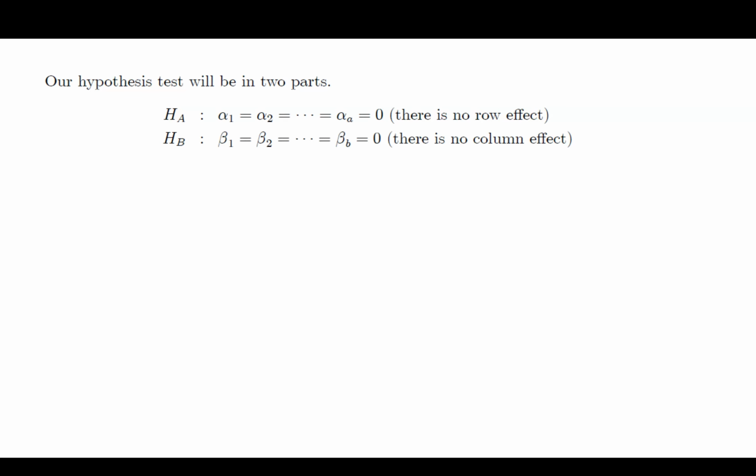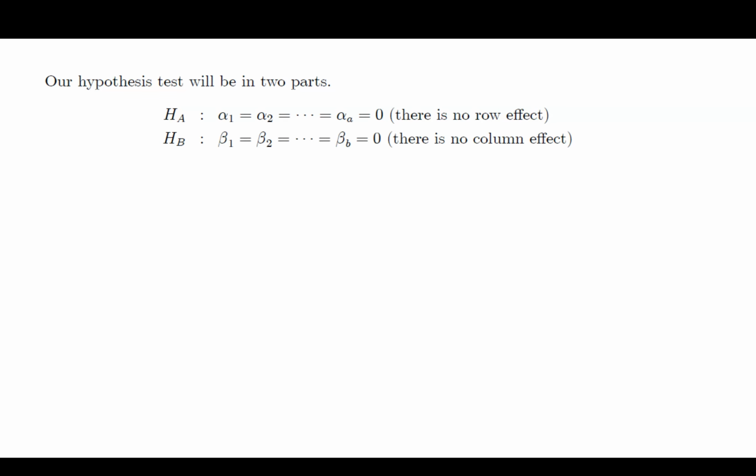But anyway, our hypothesis test is going to be in 2 parts. The first hypothesis, our H sub A, is that there is no row effect, meaning it doesn't matter what row you're in, you should have the same mean as you do overall. And then similarly for the H sub B here, that is that there is no column effect, meaning that each of the column effects are 0, so it doesn't matter what column you're in, it has no effect on your mean.